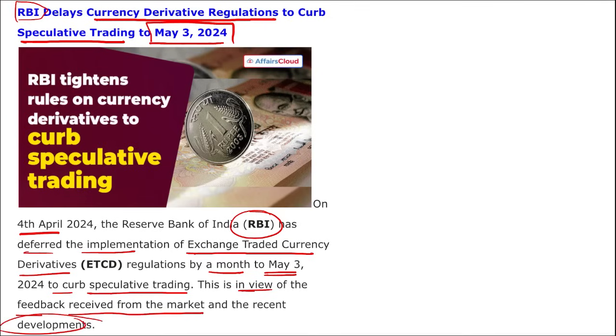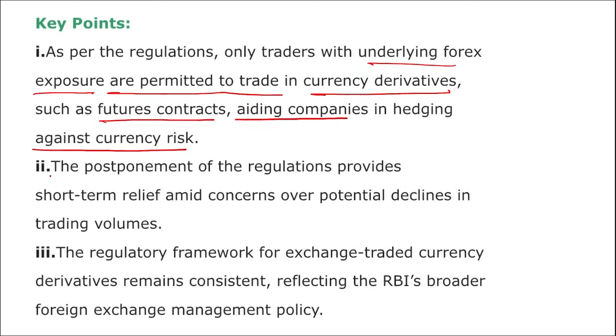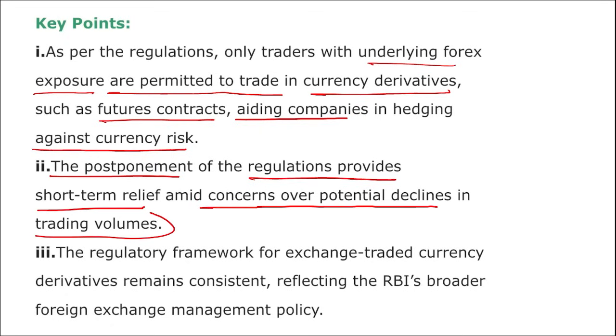As per these regulations, only traders with underlying forex exposure are permitted to trade in currency derivatives such as future contracts, aiding companies in hedging against currency risk. The postponement of the regulation provides short-term relief amid concerns over a potential decline in trading volumes. I told you the day before yesterday also that the RBI has banned forex trading in the INR USD pair. Why was this step taken?